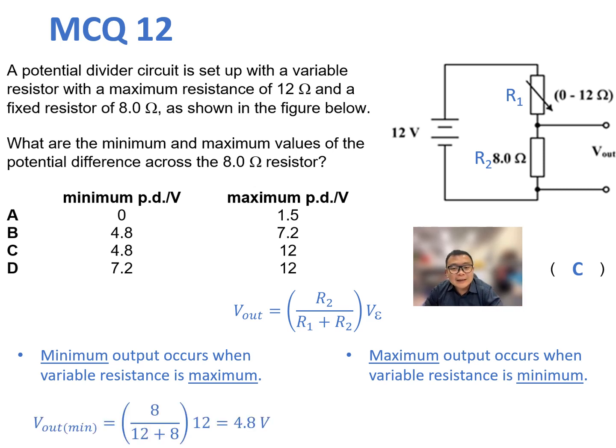With this, we can then plug the values of the variable resistor into the potential divider equation using maximum resistance of 12 ohm for R1 to get 4.8 volts as the output voltage minimum, and plug in the variable resistance of 0 ohm to get a maximum voltage output of 12 volts.